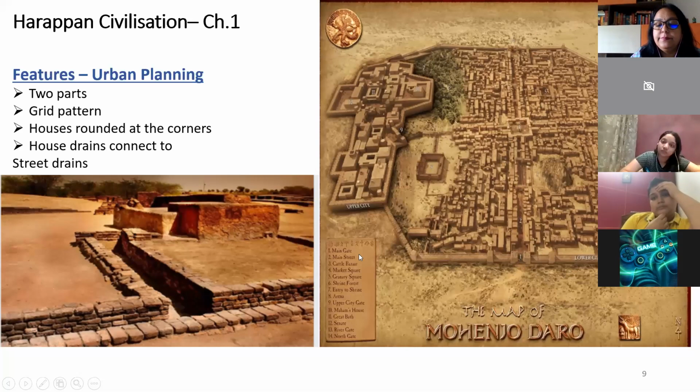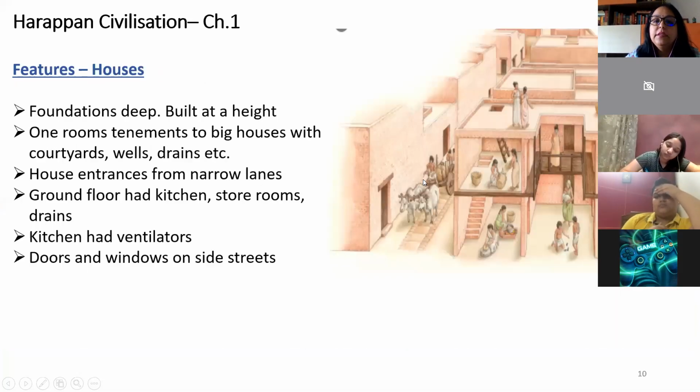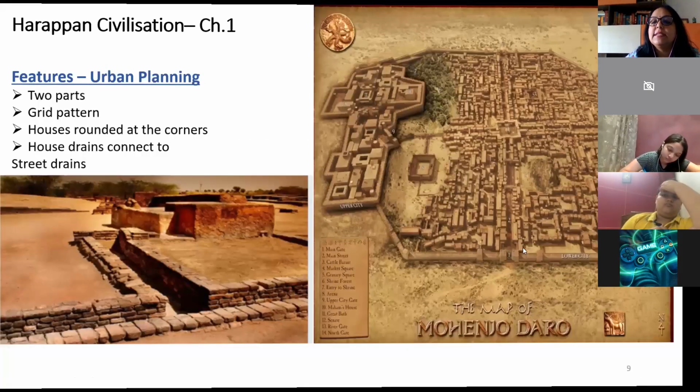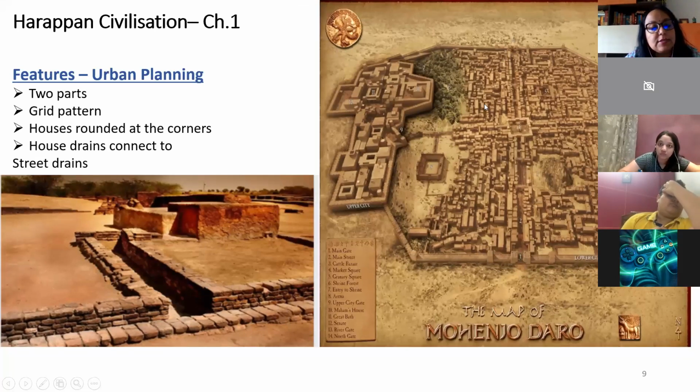Now this is a square, this is a square, this is a square. Such squares are called a grid. That pattern is called a grid pattern. So the whole lower town was divided into blocks or squares because the streets ran from north to south and from east to west. Every lane also was like that, from north to south and east to west.